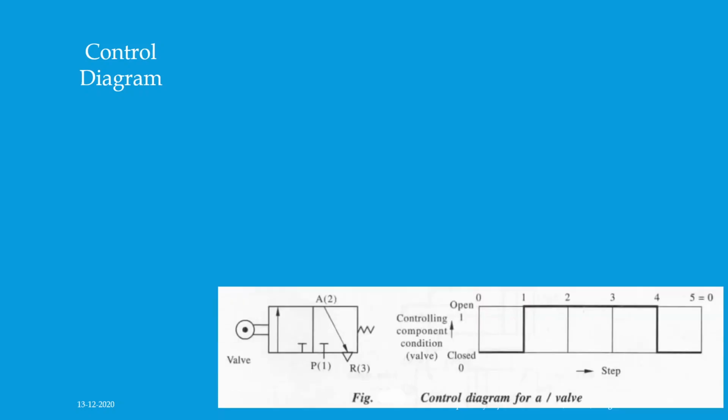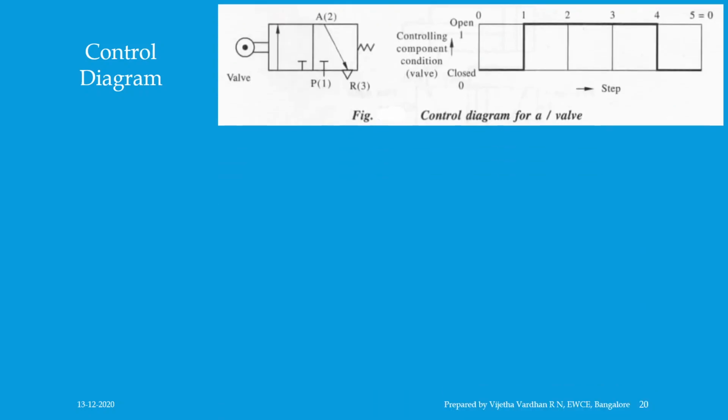Example, control diagram for a valve. You can see in the figure the control diagram of a 3 by 2 roller actuated spring return valve. It can be observed from the control diagram that the valve opens at step 1 and remains open till step 4, and closes at step 4. It can be observed that the function lines are suddenly rising and dropping, indicating that the opening and closing of the valves are instantaneous and not gradual.